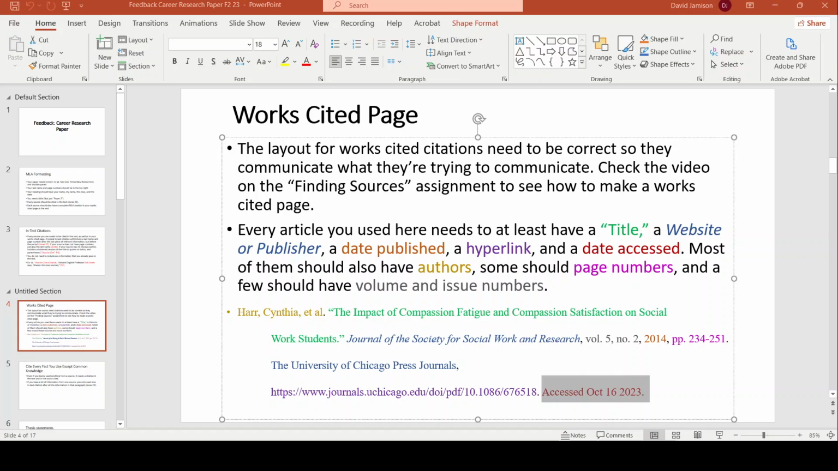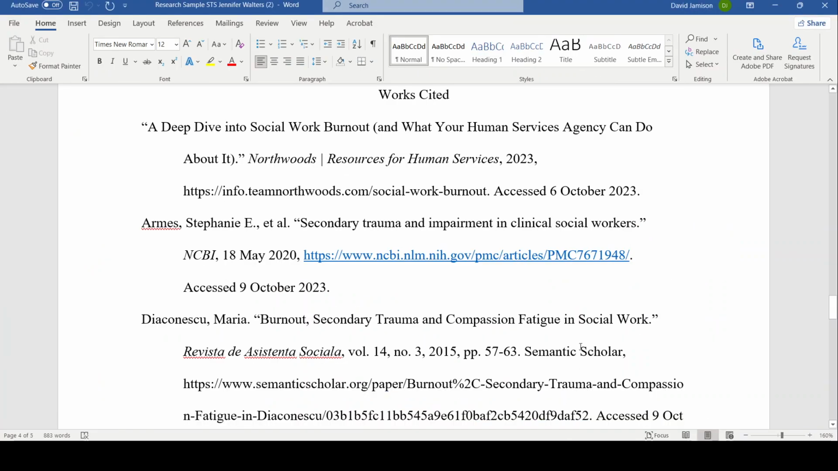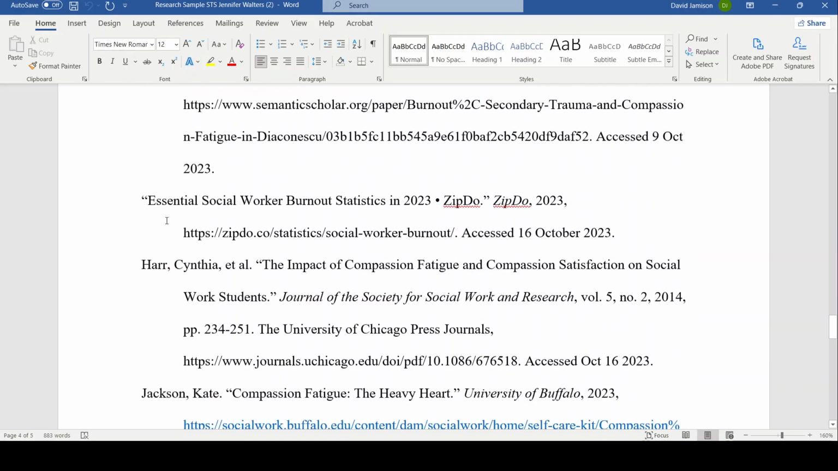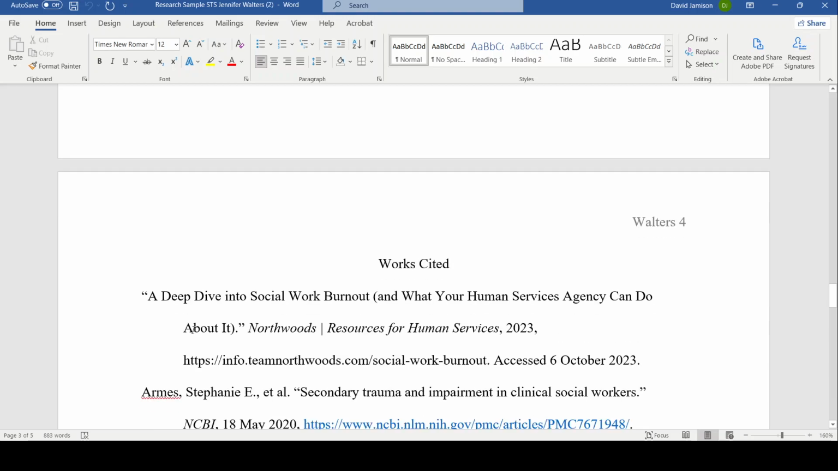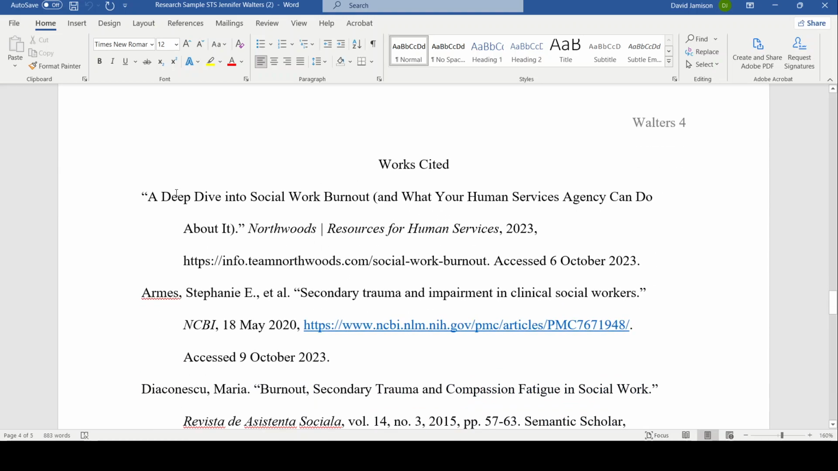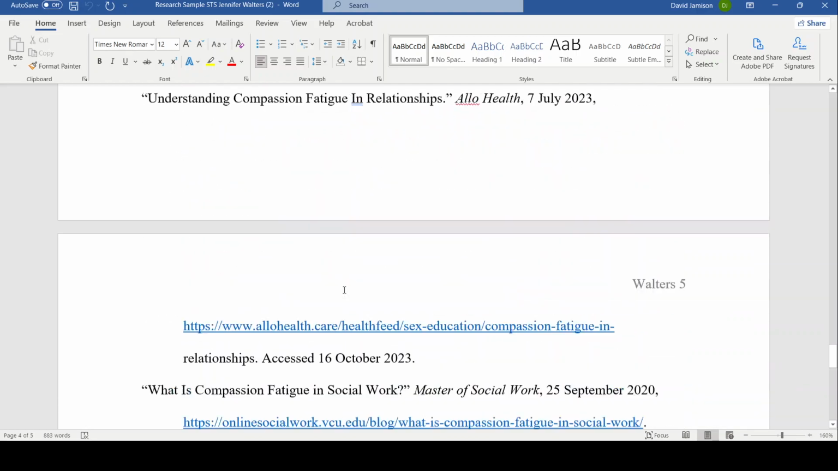So let's look back over at our sample here. You can see also that these are all in alphabetical order by the first letter of each one. So yeah, this one's the title. This is the website that it was published on. This is the date it was published. This is the hyperlink. This is the date accessed. So all of that stuff is here.